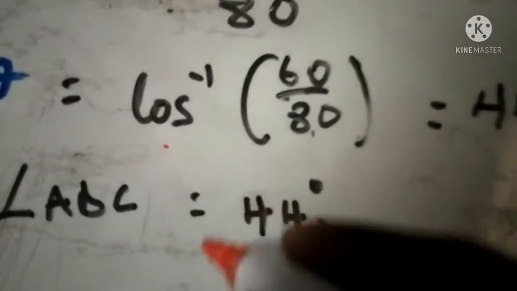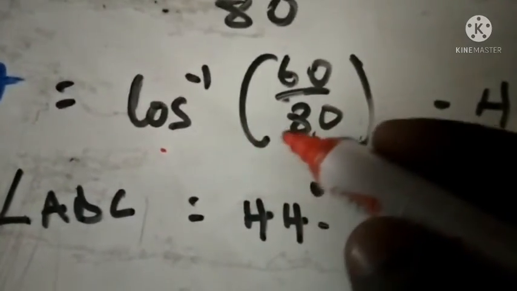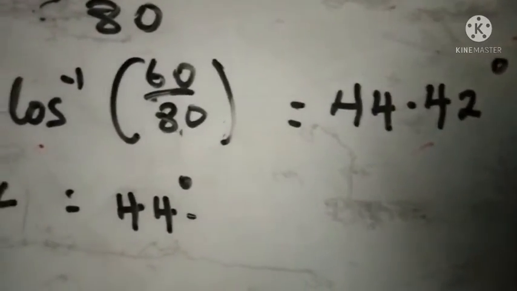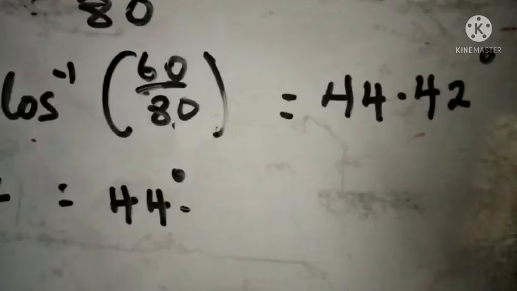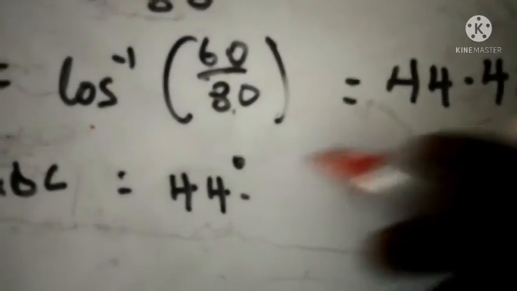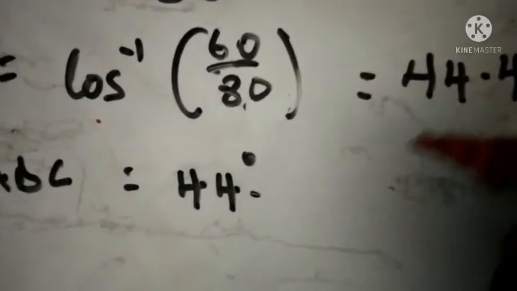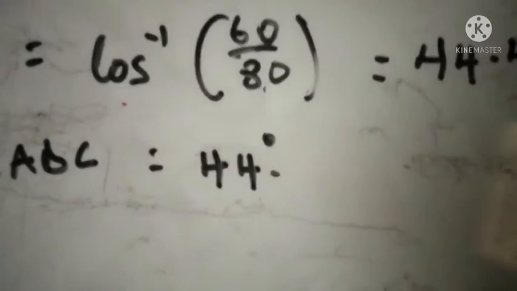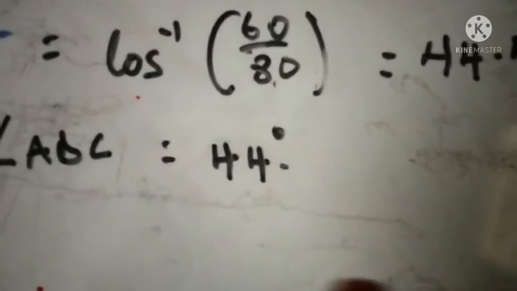You may use the calculator on this if you don't know how to convert this guy here. So here I should give him 44.42 degrees. Is that okay? But the question says you should round that to the nearest degree. So this guy will be 44 degrees, right? So I promised of showing you how to apply the sine rule.